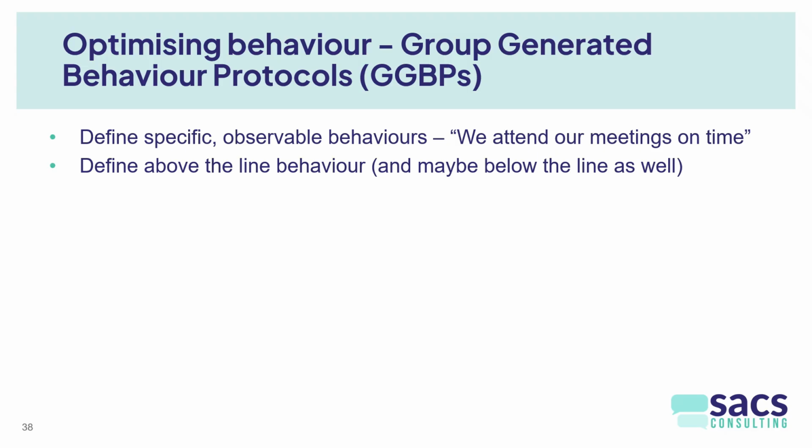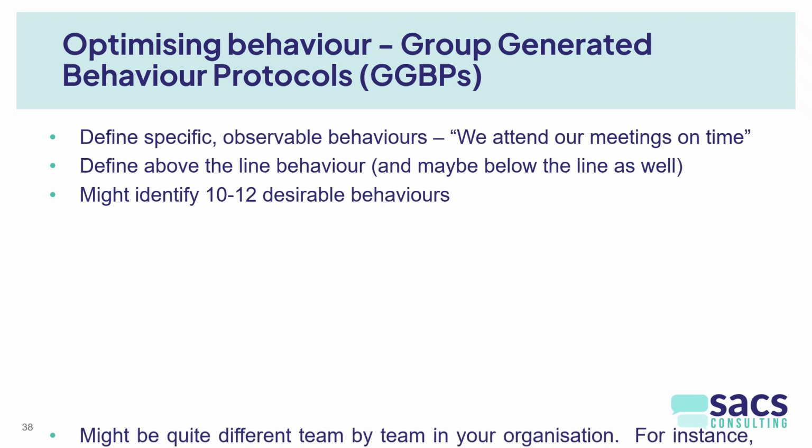They can define above-the-line behaviour, which is behaviour that we want to see, and maybe below-the-line behaviour as well. When we run these things for organisations, we tend to do them through a voting process called facilitative leadership, where we get the team to develop these behaviours and then vote for them. And quite often it identifies, let's say, 10 to 12 desirable behaviours.